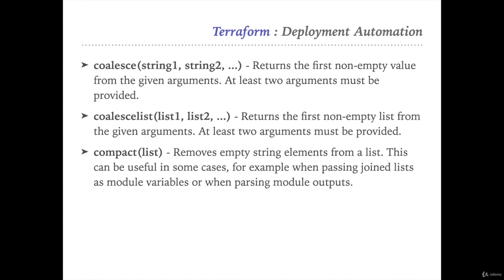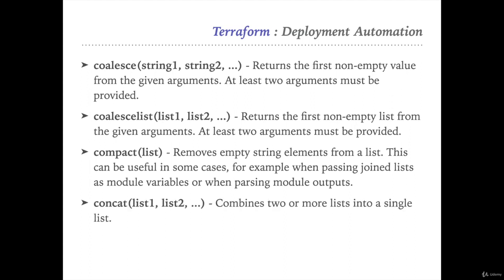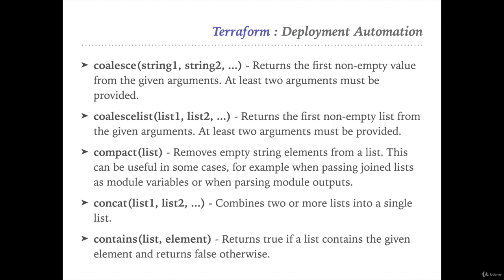To concatenate a number of lists, we have another built-in function in Terraform, concat. Concat will accept n number of lists as arguments, and it will combine all the lists and return a single list which will be the union of all supplied arguments. If you want to identify whether a particular list contains an element, then you can use contains. You can provide the list and the element. If that list contains that element, then this function will return true. Otherwise, this function will return false.